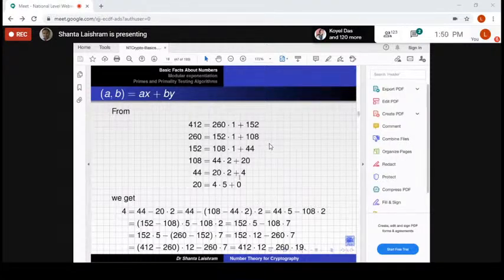So just the way you write this Euclid's algorithm, the number 4 you write as 44 minus 20 into 2, then 20 you write as 108 minus 44, then it's a linear combination of 44 and 108. Then 108 again you use 260 and 152 and so on. So this is how the GCD can be written as a linear combination of two numbers.